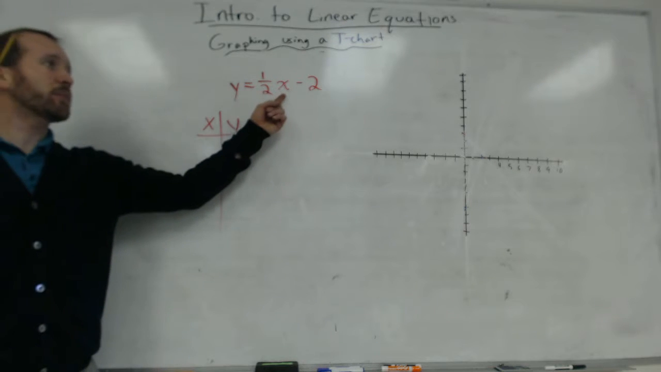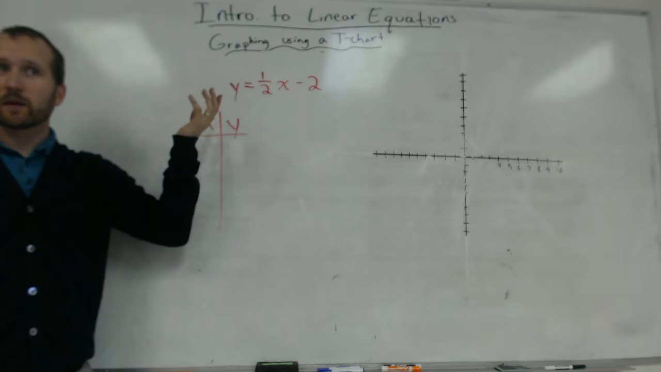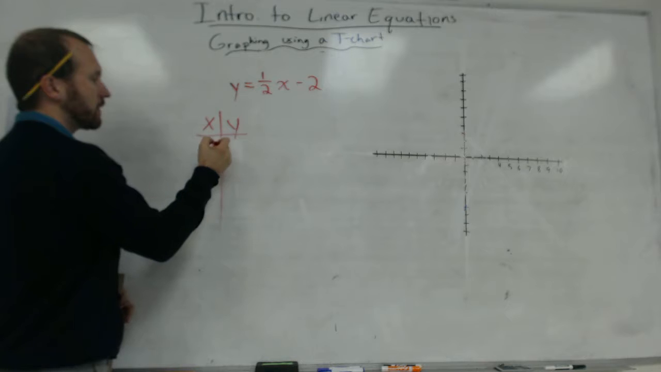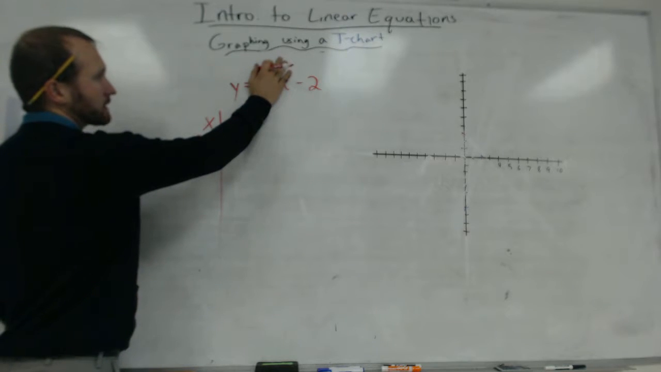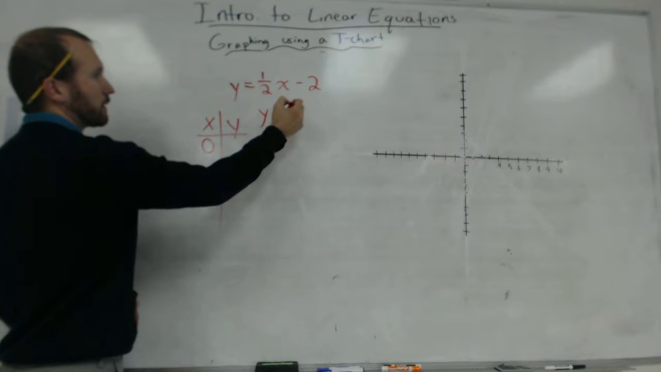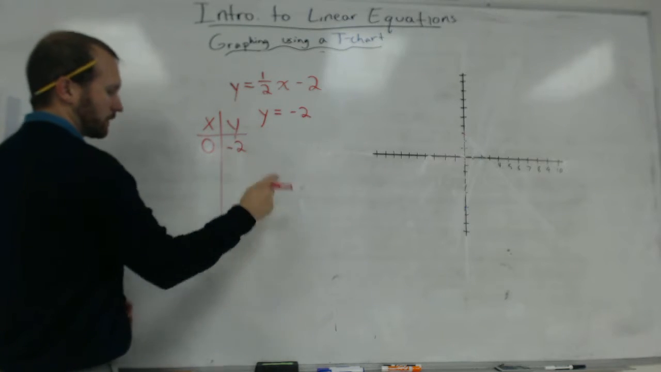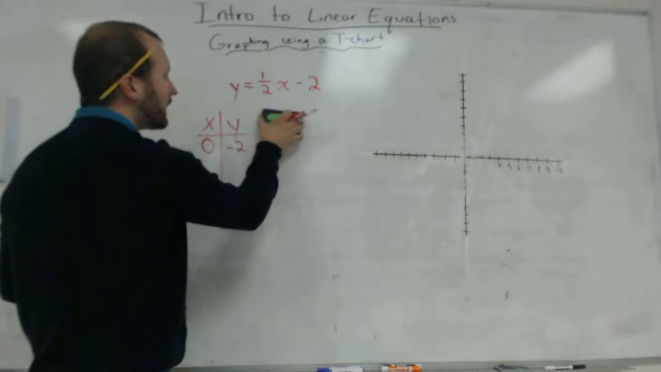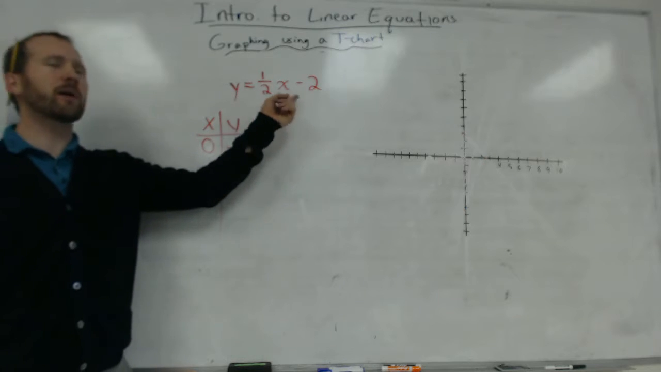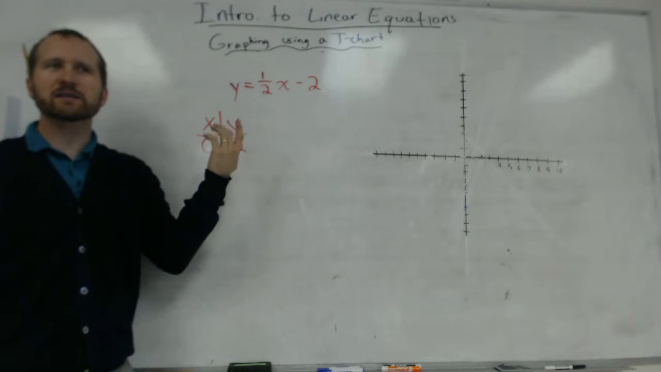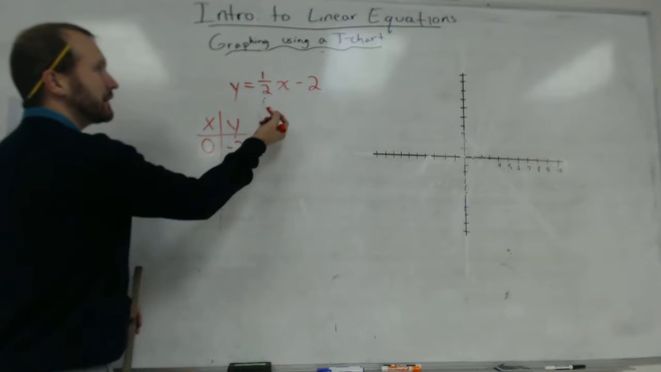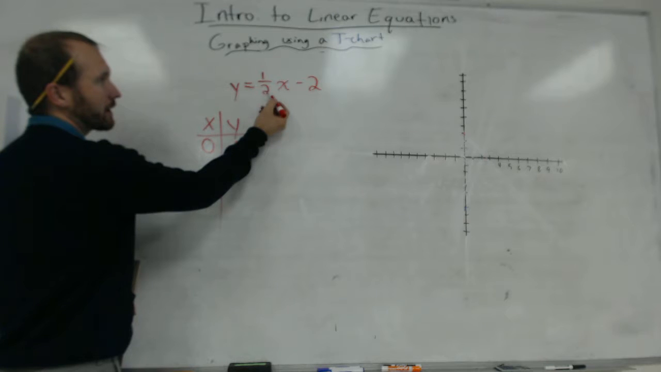A good number to plug in for x here is still 0. 0 is great because it just gets rid of this fraction altogether. So if x is 0, y would be -2. But 1 is not a great number. It would work, but I would have 1/2 minus 2. It's not that hard, but it would be much easier if I plugged in multiples of the denominators.